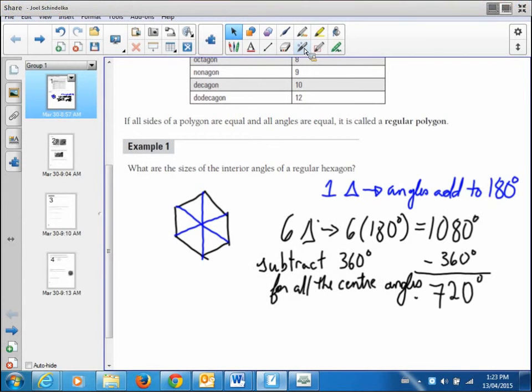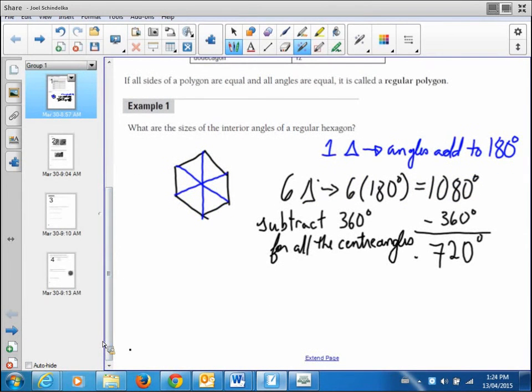Now, if it's 720, that means this angle plus this angle plus this angle plus this plus this plus this. All of the interior angles, all 6 of them, add up to 720. Does that mean? I'm looking at you guys. Faith, you were nodding your head as in you follow what we're doing now? Yeah.